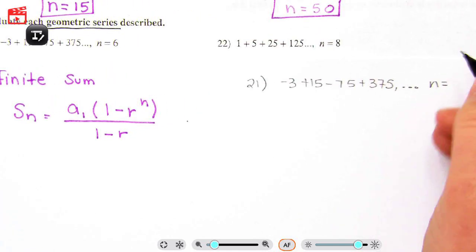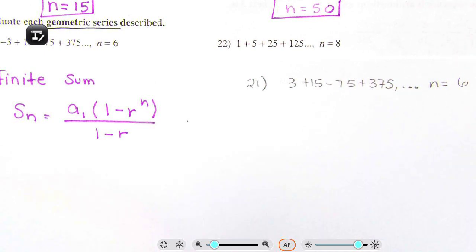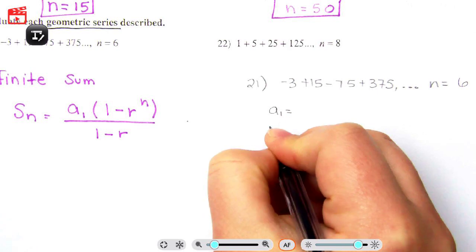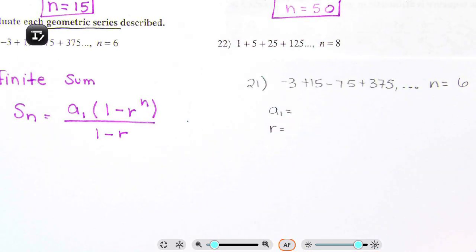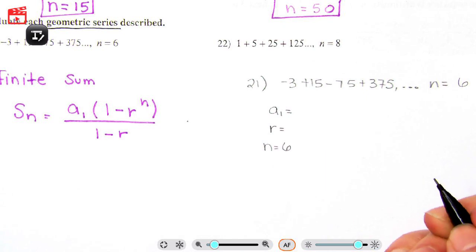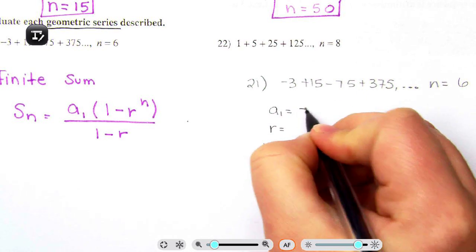Okay. So the last term that we're going to add is going to be in position number 6. So what do we need? We first need to identify what our first term is. We also need to identify what our common ratio is. And we already know what it is, it gives us that value. Our first term is -3.